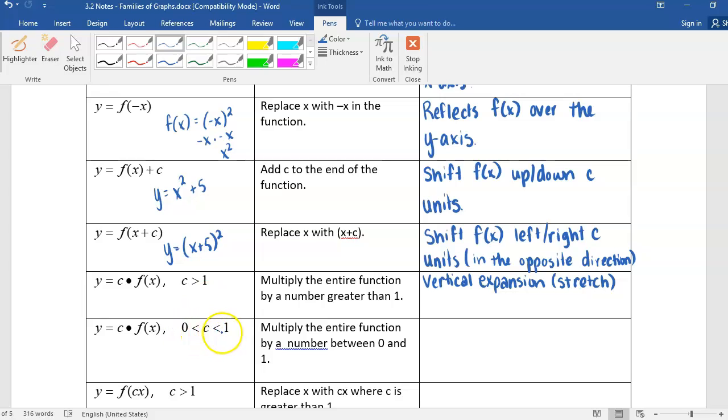However, if you have a smaller number, a number between 0 and 1, so we're talking like 0.2 or 1/2 or 3/5 or 0.07, then any number that falls between 0 and 1 is actually going to make the graph squish in, shorter and fatter. So that is called a vertical compression. Or sometimes you might hear the word shrink instead of compression.